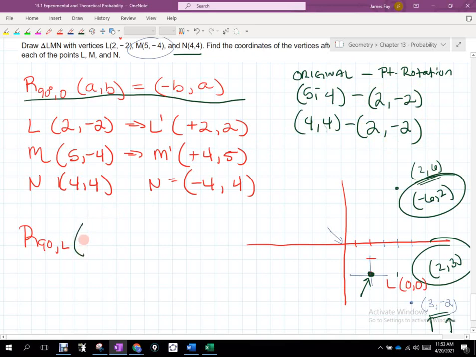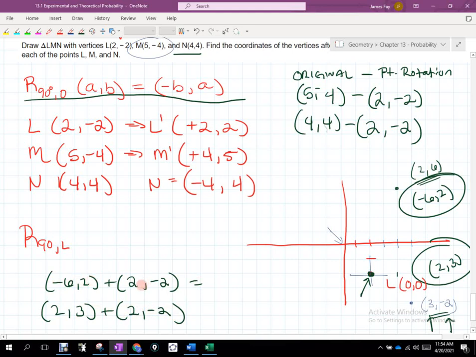So add back. If I started with negative 6, 2, add back in 2, negative 2. If I started with 2, 3, add back in 2, negative 2. So it's negative 6 plus 2, negative 4. What's 2 plus negative 2? 0. Okay. Now what's 2 plus 2?